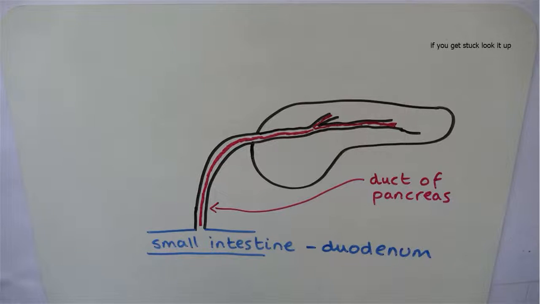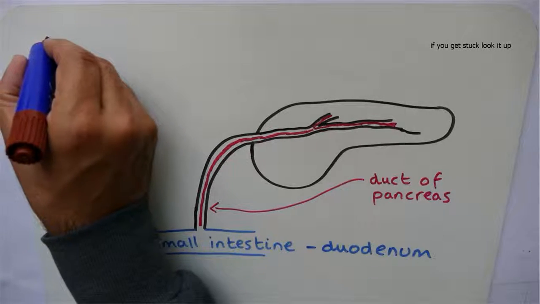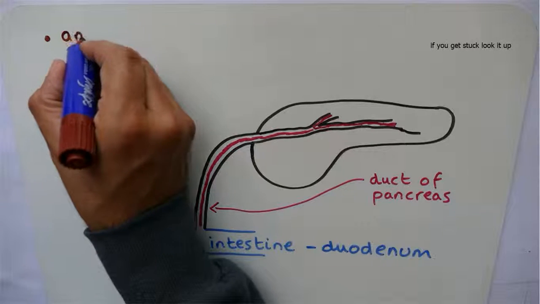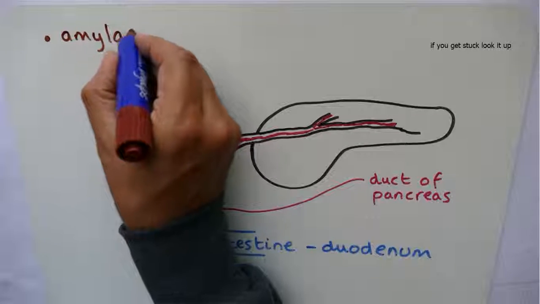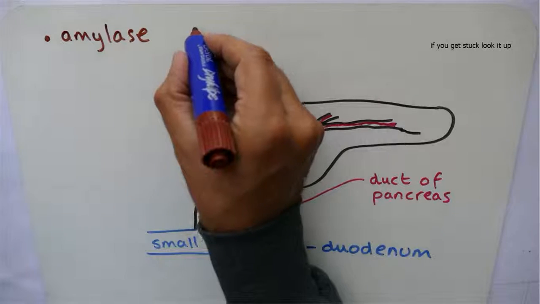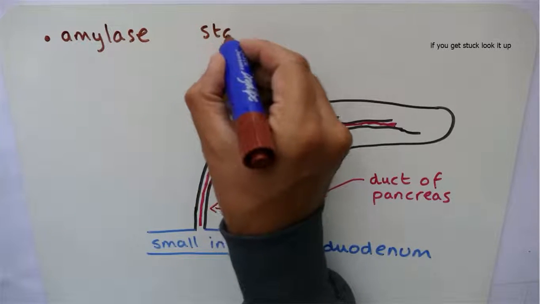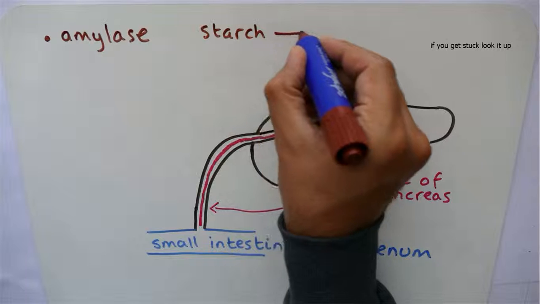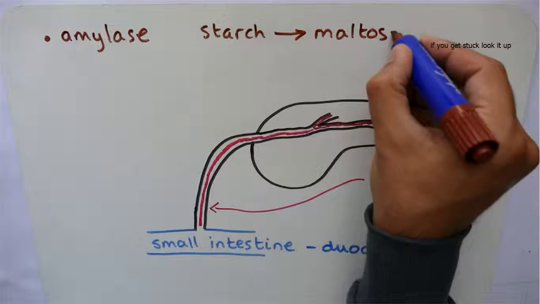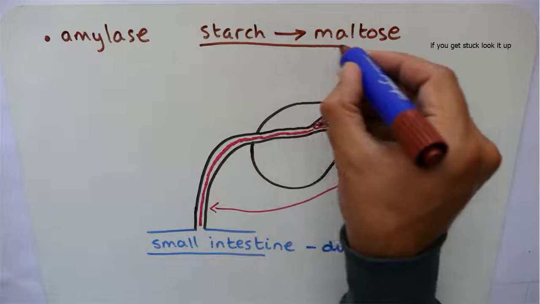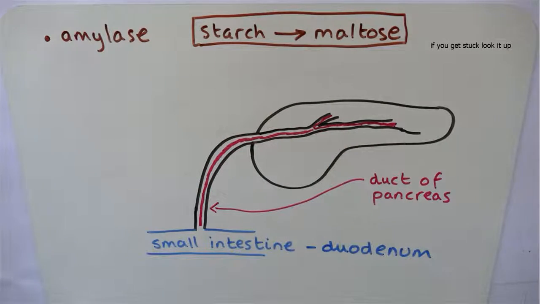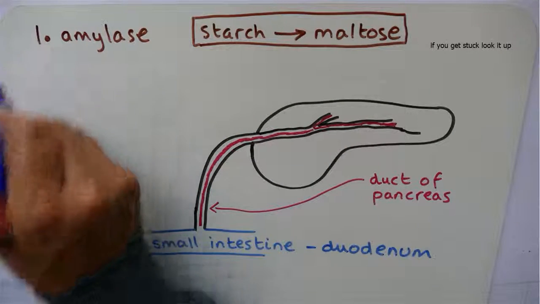Now, what does the pancreas produce? It produces a few things. It produces an enzyme called amylase. Amylase. And we said amylase turns starch into maltose. So let's put a box around that. So we'll label that number 1.